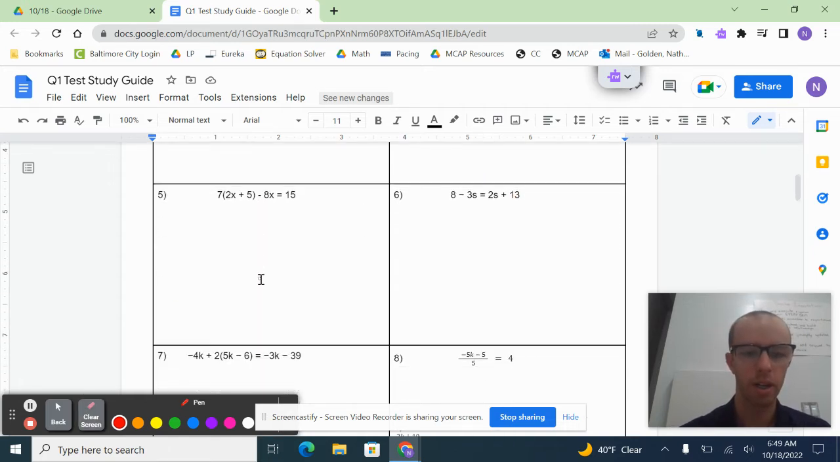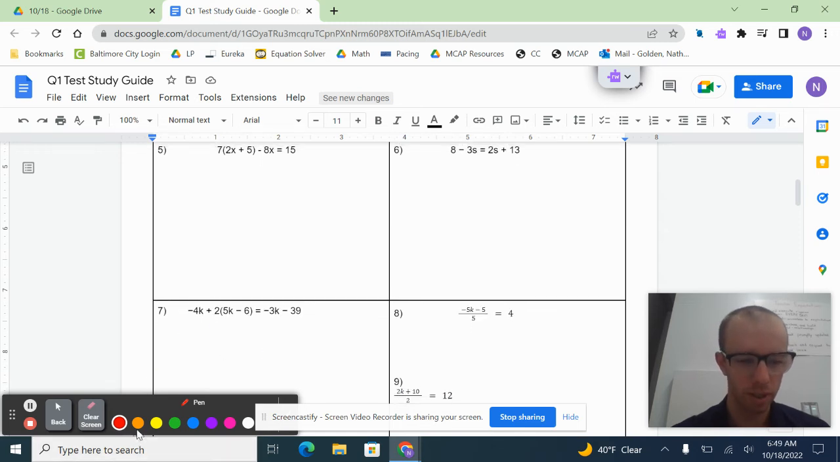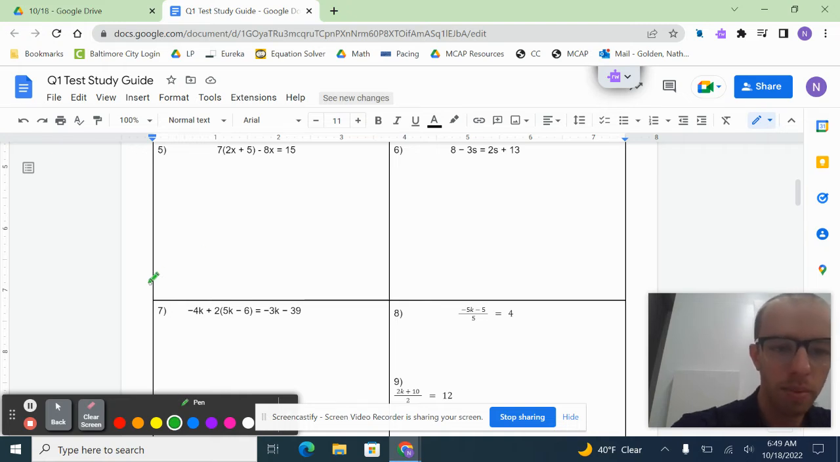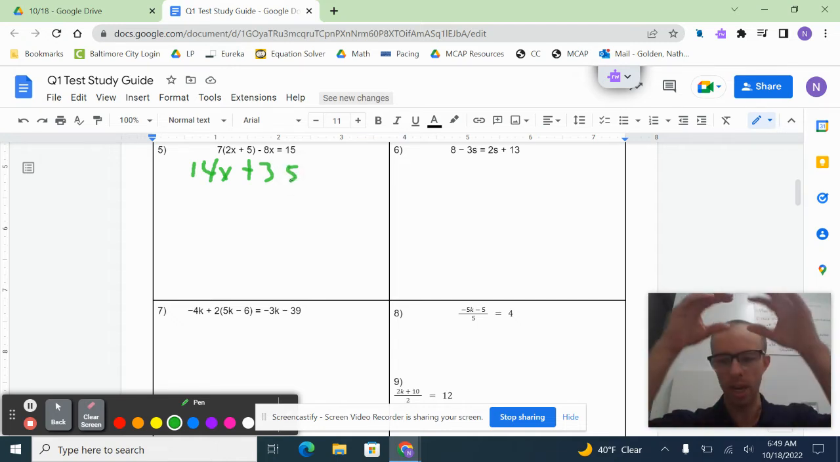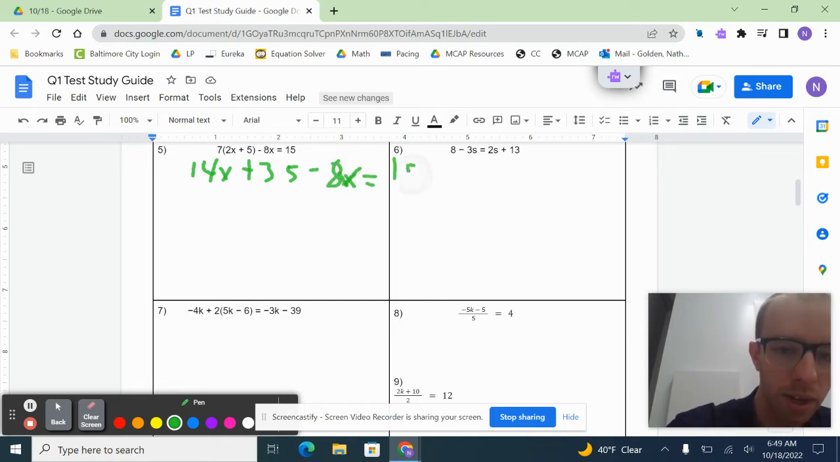All right, halfway done here. Moving on to number 5. Let me make sure I give myself enough room to solve and write legibly. Let me switch colors. All right, I'm going to start by distributing. 7 times 2x is 14x. 7 times 5 is positive 35. After I distribute, anything I didn't use, I just drop it straight down. I didn't use this minus 8x equals 15.